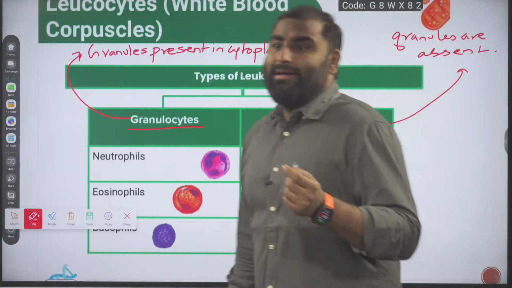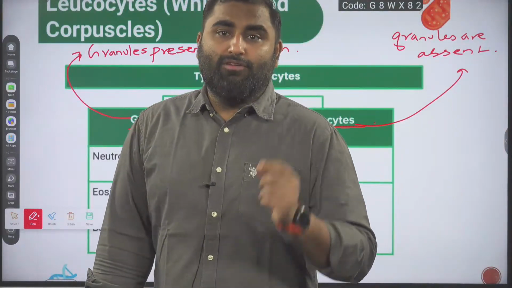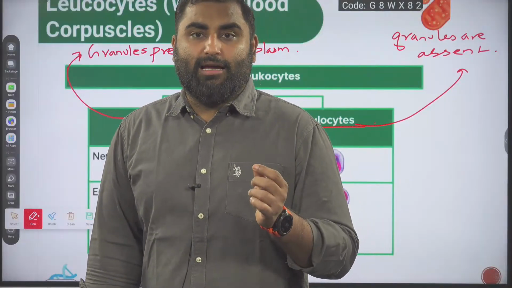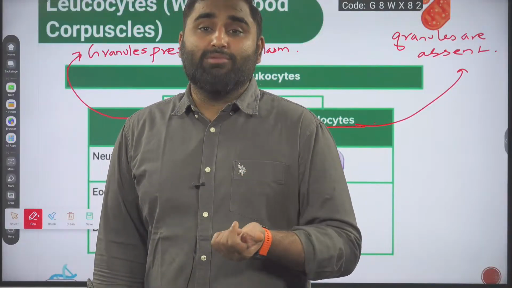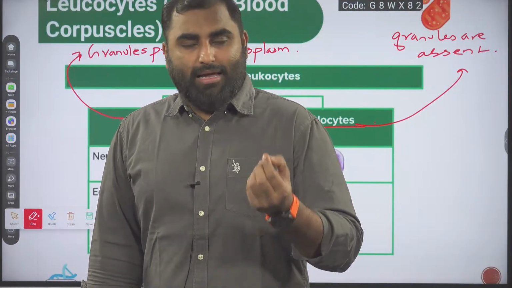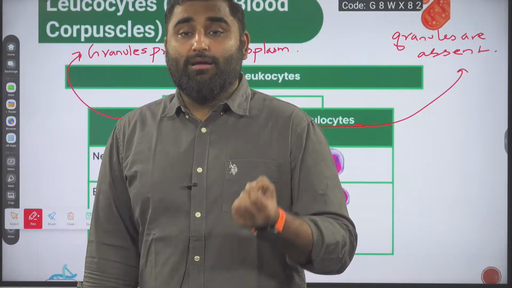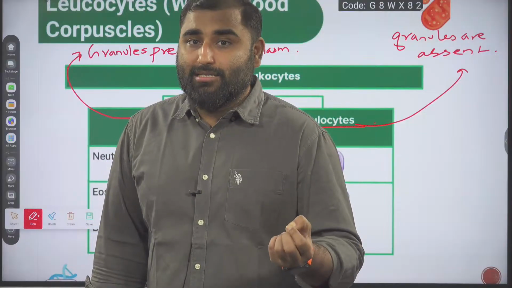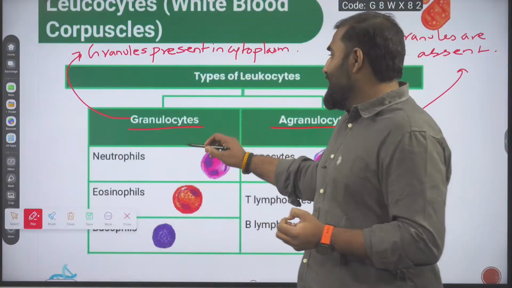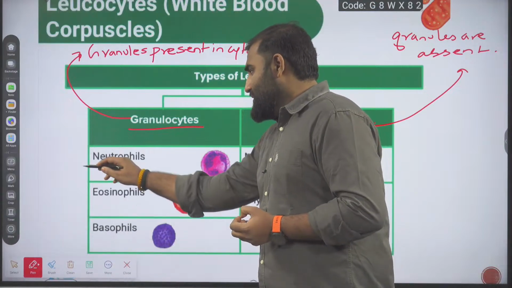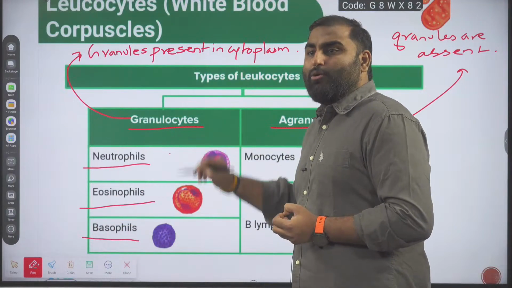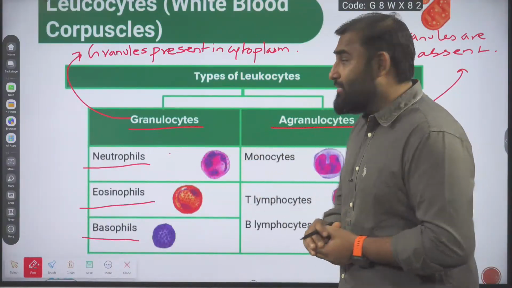These granules are basically different chemicals which help us to destroy the pathogens. Different enzymes, very strong enzymes, and some proteins are there which can kill and digest the foreign bodies. So some WBC have this. They are called granulocytes. As you can see, neutrophil, eosinophil, basophils are granulocytes because they have granules in them.